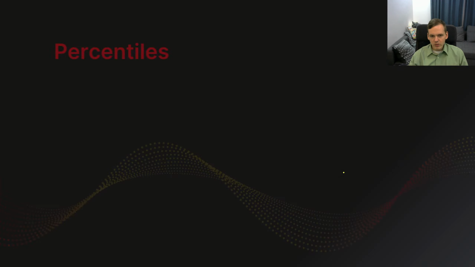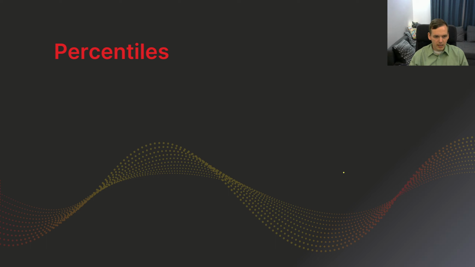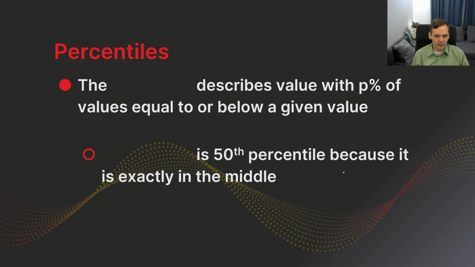So what we introduce instead is this idea of quartiles, which we're going to start by talking about percentiles. The pth percentile describes the value with p% of the values at or below that value. So for example, the median would be considered the 50th percentile because it's exactly in the middle, which means that 50% of the values have to be at the median or below.